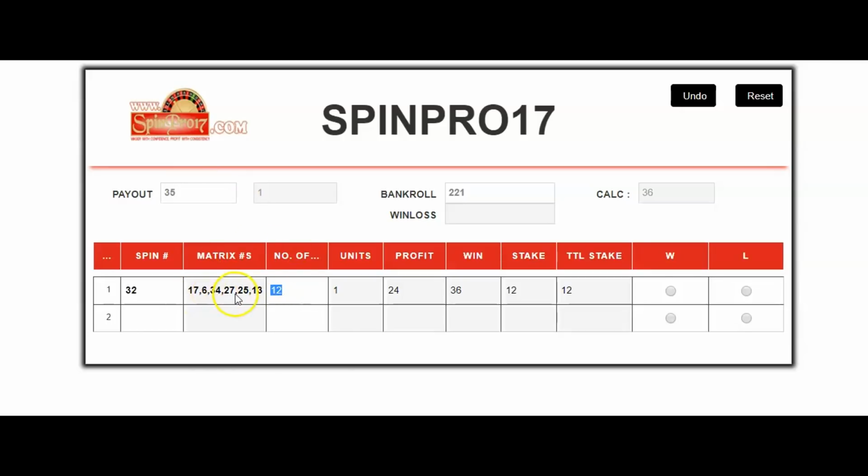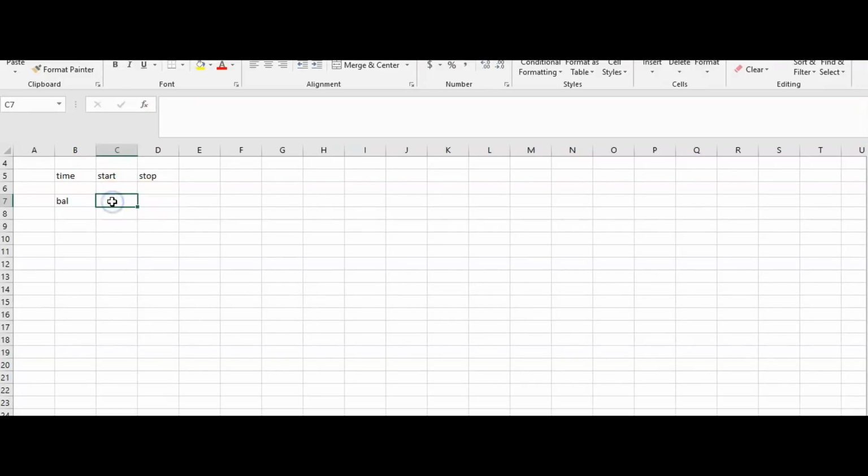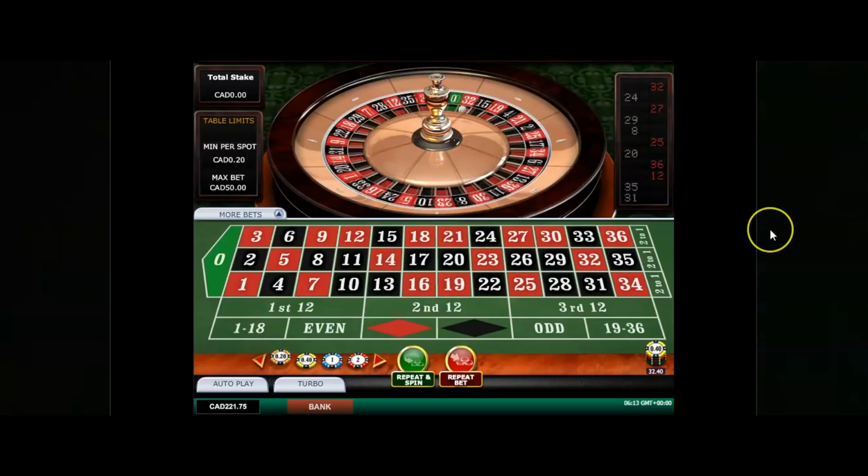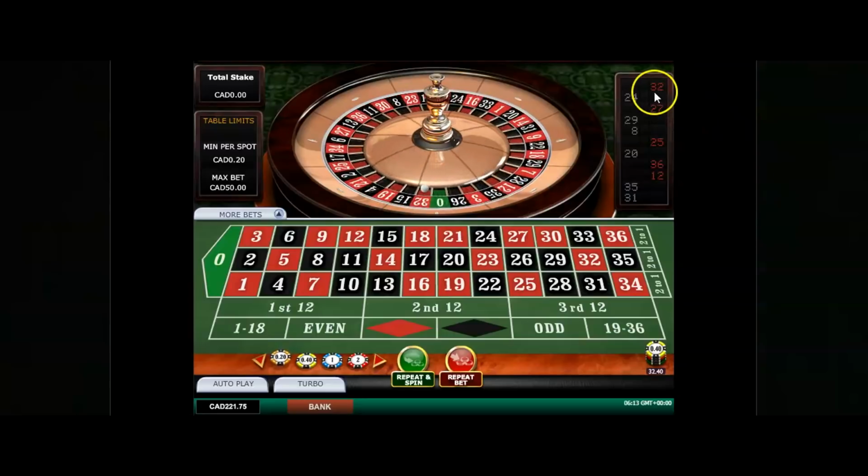17, 6, 34, 27, 25, and 13. Let me get the time and I'll show you something. Okay, so I'm starting with a balance of 221. And of course, you've got to be smart enough to take a break. Okay, so the time is going to be 2:12. Okay, that's the time. Now you obviously have to be smart enough to take a break. You just made $21, using 20-cent coins, in 3 minutes. You gotta be crazy to just keep going. Take a break. Okay, so the number 32 came down.